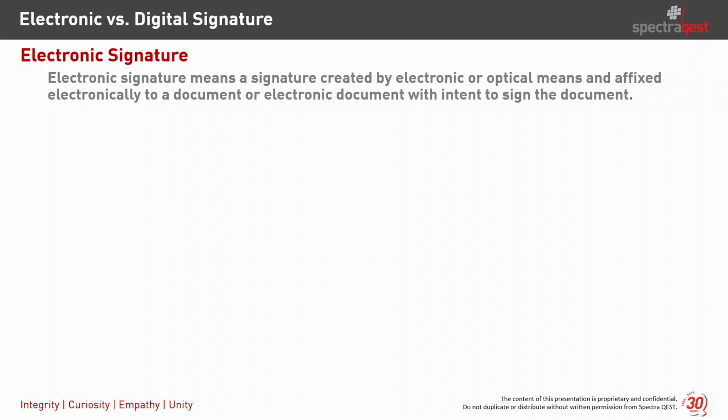It is created by electronic or optical means and affixed to a document by somebody with intent to sign the document. That's all that's required. And this can be as simple as clicking a box, filling out a form field, attaching an image. So long as I intend to sign the document with that action, that is sufficient.